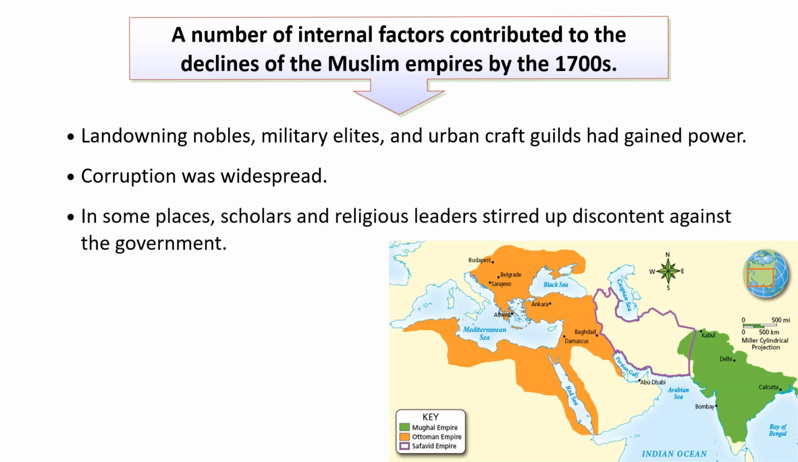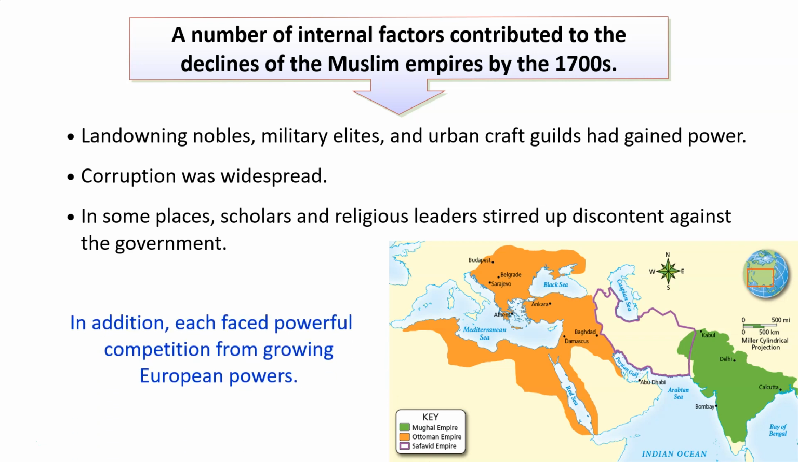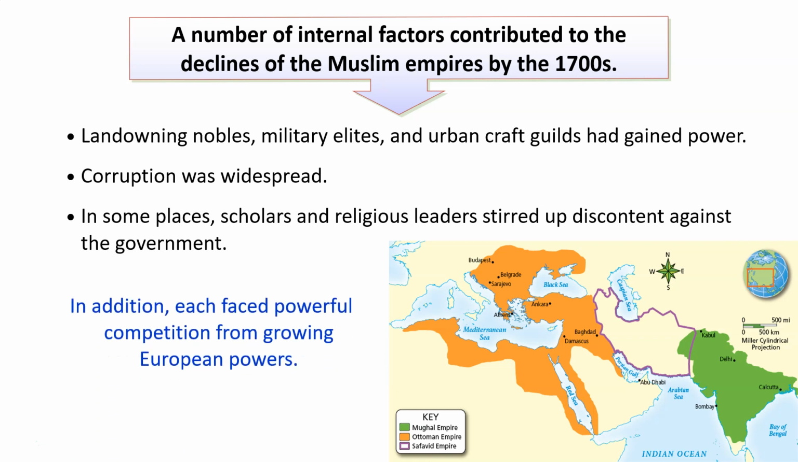And in some parts of these empires, the scholars and religious leaders supported the state, but in other places they tried to stir things up against the government. And each of these three empires faced increasing competition from the industrialized, strengthened powers in Europe.